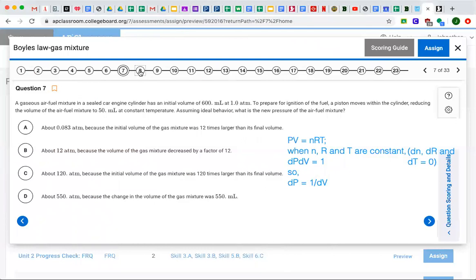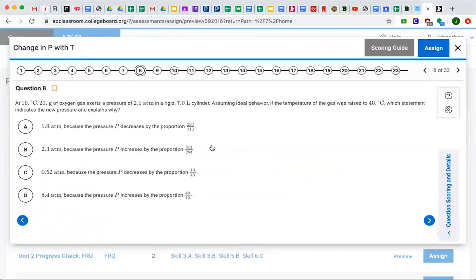Okay, let's take a look at number 8. At 10 degrees Celsius, 20 grams of oxygen gas exert a pressure of 2.1 atmospheres in a rigid 7.0 liter cylinder. Assuming ideal behavior, if the temperature of the gas were raised to 40 degrees Celsius, which statement indicates the new pressure and explains why? Go ahead and take some time. Very similar problem. Okay, let's go through this one. Caton, how did you solve this problem?